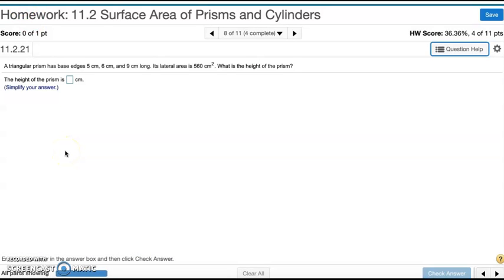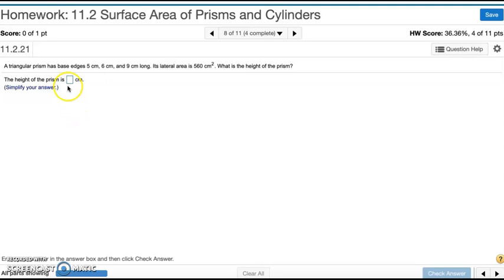Number 8. A triangular prism has base edges 5, 6, and 9 centimeters long. Its lateral area is 560 centimeters squared. What is the height of the prism? Well, the formula is perimeter times the height. So the perimeter of the base will be 5 plus 6 plus 9, which is 20. To find the height, we have to divide 560 by that perimeter of 20, which gives you 28.